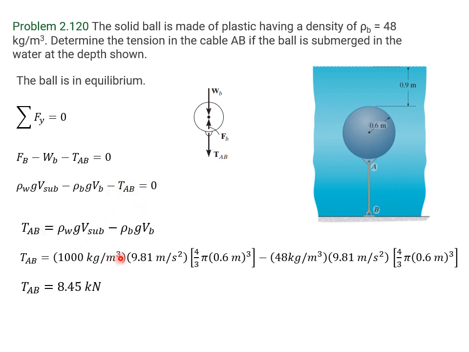You can solve. Plug in the different conditions you're given here. Remember, it's a ball, so the volume is 4/3 pi r cubed. So in this case, you've got water, and you've got the ball here. Subtract, and you get 8.45 kilonewtons as the tension.